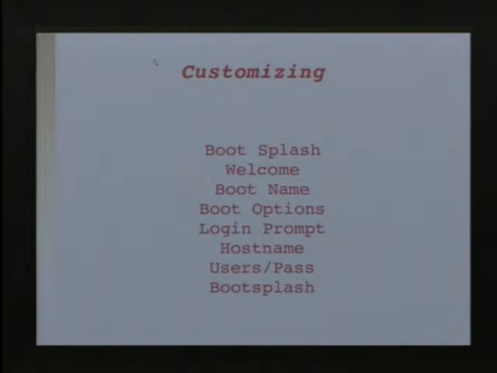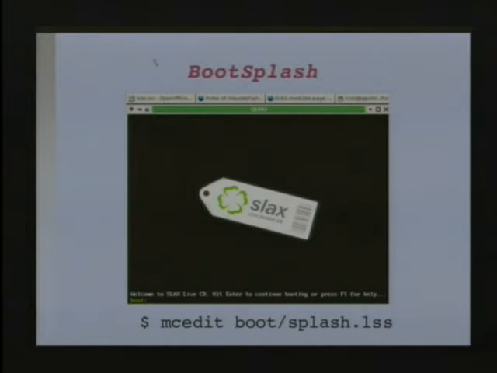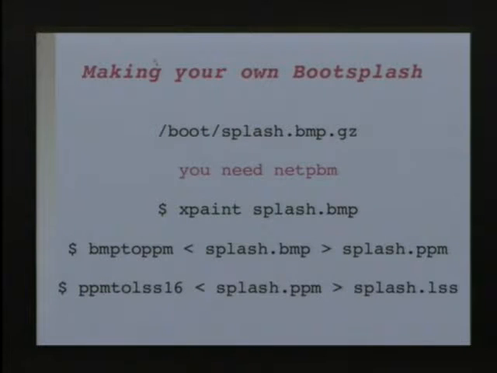Okay, this is the customizing of Slax, because now we know how to open it, look and see what it's got. Boot splash is not very well documented how to make a .lss. It's a 16 color bitmap pretty much, and it looks like that on the default install of Slax. You can go to your boot directory in your Slax CD, it's splash.bitmap.gz. You need to install netpbm, which doesn't come with a lot of distros.